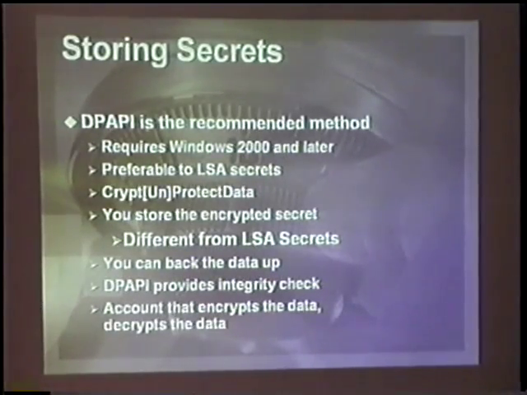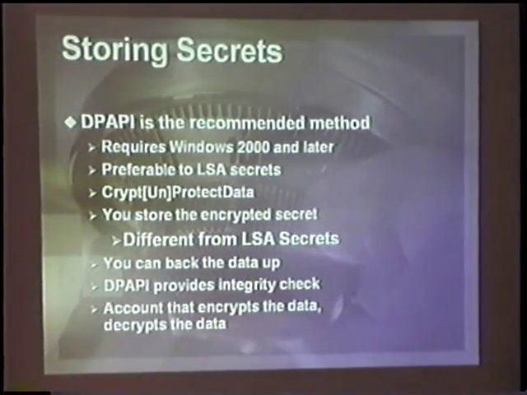Also, DPAPI does not persist the data for you. You get given a blob back, and then you can persist that data. The nice thing about that is that you can store it in the registry, or in a file share, or in an XML configuration file, whatever. And that means that you can back up your application and back up the secret data. Whereas if you're storing data using LSA secrets, you've got to do a system backup, which you may not want to do. You may want to just back up the application.